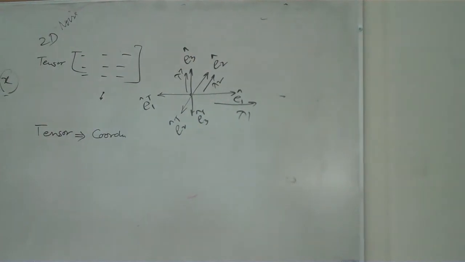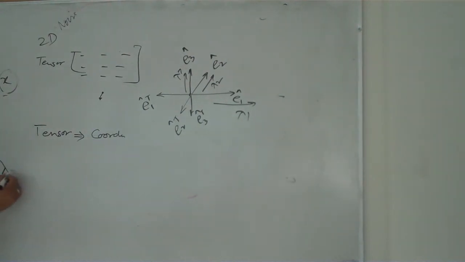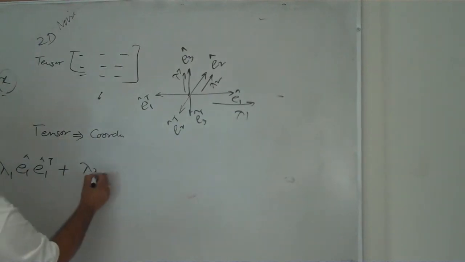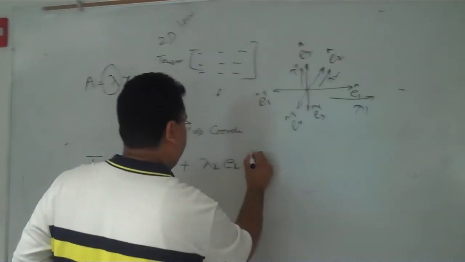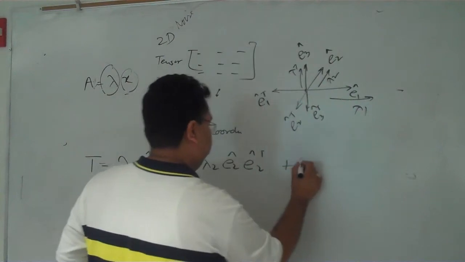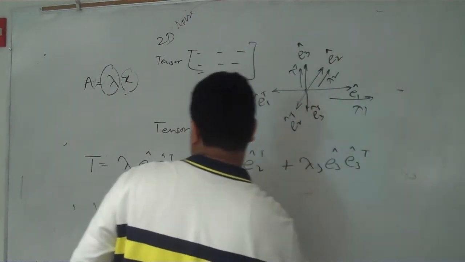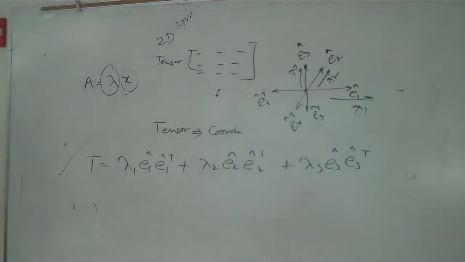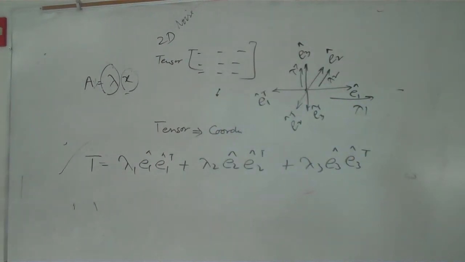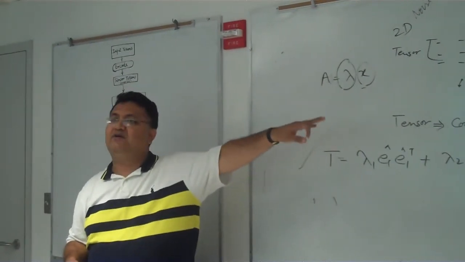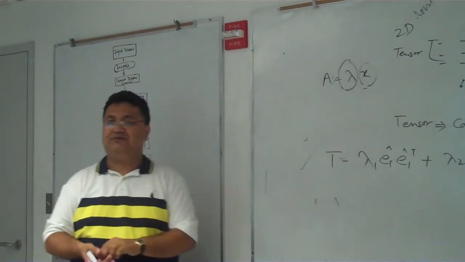A tensor can be represented as lambda 1 E1 E1 transpose plus lambda 2 E2. This is a representation of a tensor. It is a slightly different representation: in place of x, y, z, now we are talking about eigenvectors and eigenvalues.